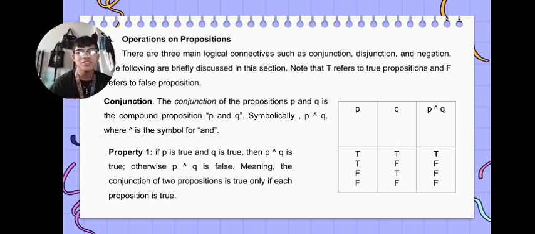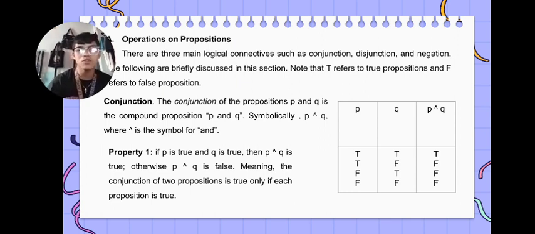Conjunction. The conjunction of the propositions P and Q is a compound proposition, written symbolically as P and Q, where the symbol is the wedge symbol that means "and." Property 1: If P is true and Q is true, then P and Q is true. Otherwise, P and Q is false.